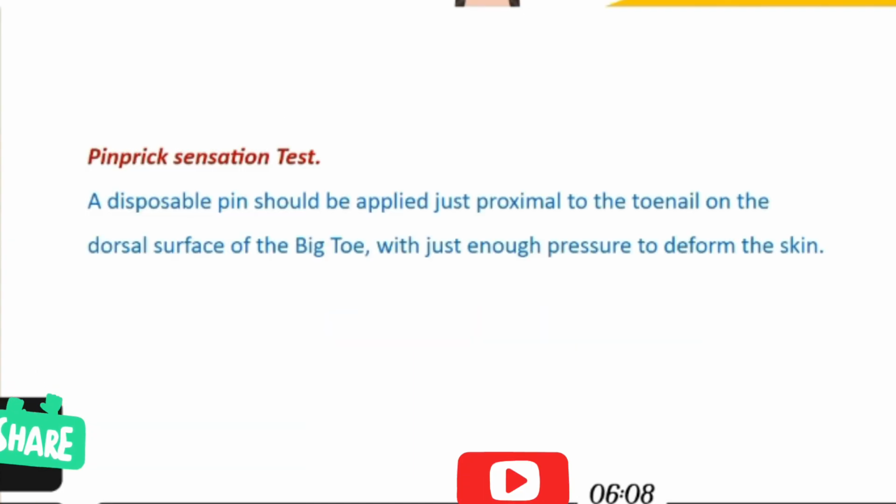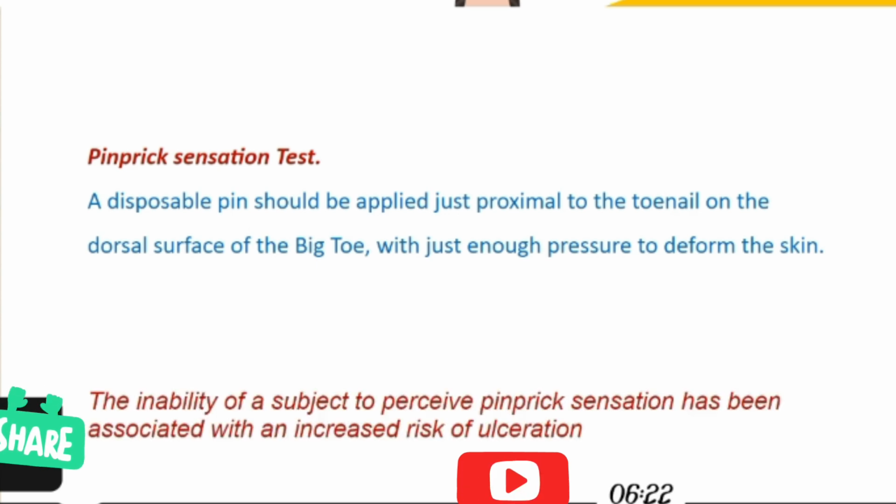Pin prick sensation test. A disposable pin should be applied just proximal to the toenail on the dorsal surface of the big toe with just enough pressure to deform the skin. The inability of a subject to perceive pin prick sensation has been associated with an increased risk of ulceration.